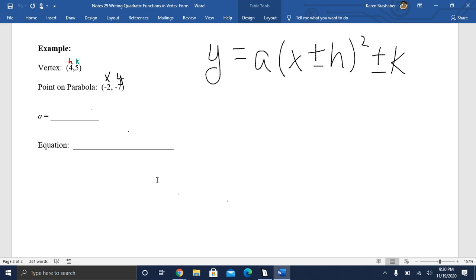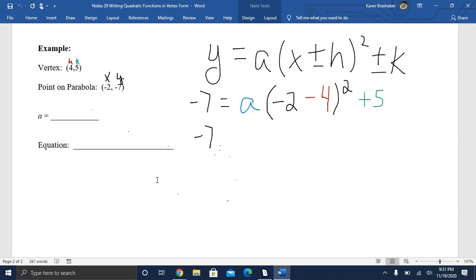So we'll substitute in 7 equals, you have your unknown, your variable a, and then everything else we're going to substitute in. So x is -2. We want to use the opposite sign of h. So it was 4. We'll do -4, and then close that parentheses and put an exponent. Your k was a 5, and so we'll do +5. And then we just start simplifying.